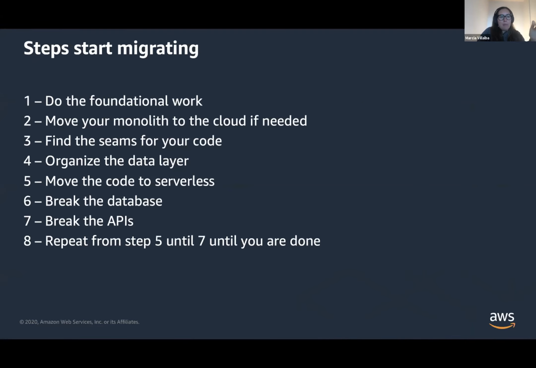And that's it. Steps: do your foundational work, move your monolith to the cloud, find the bounded context for your code, organize your data layer in your monolith, start breaking out the monolith, refactor to serverless with good strategies, use event-driven architectures, replace as much as you can with managed services, break the database, move it to something more scalable and more distributed, that can better take care of the load and the growth of your application. Break the APIs without destroying your clients, and be able to move the traffic in a graceful way to your new API. And then repeat from 5 to 7 until you're done migrating all the services you want to serverless.